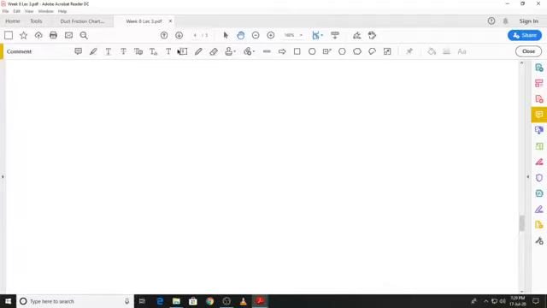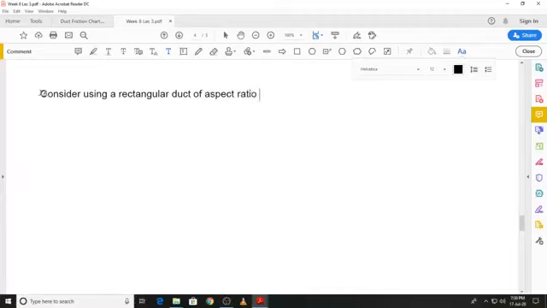I will say that, consider using a rectangular duct, so that is what we want to do.